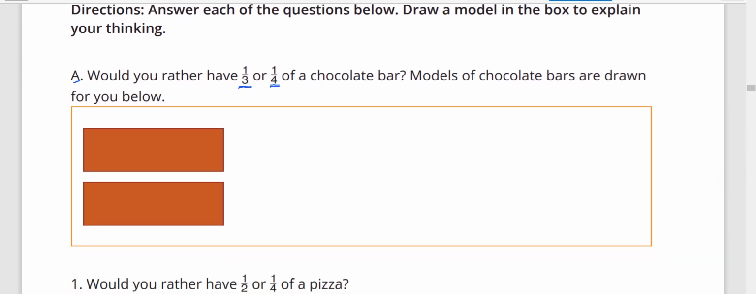Okay, this model of a chocolate bar. At the first, would you rather have a third? Third means we divide the whole one into three equal parts. Each part is called a third. Okay, fourth. How many fourths in whole one? Four fourths. So we divide whole one into four fourths.